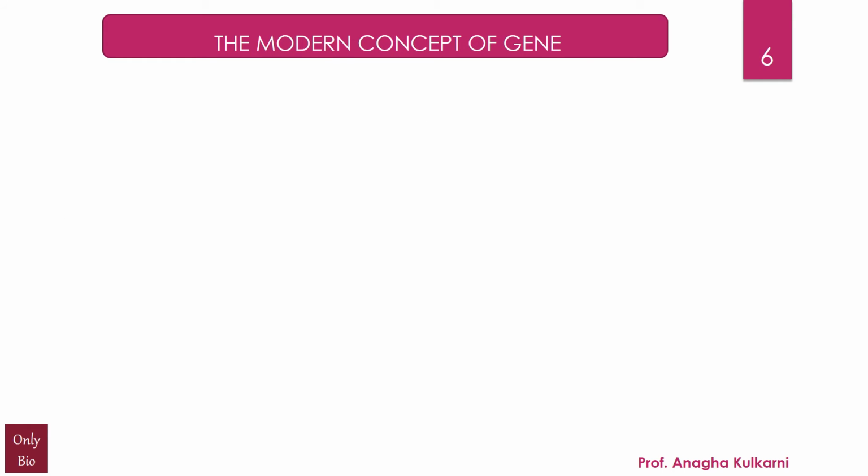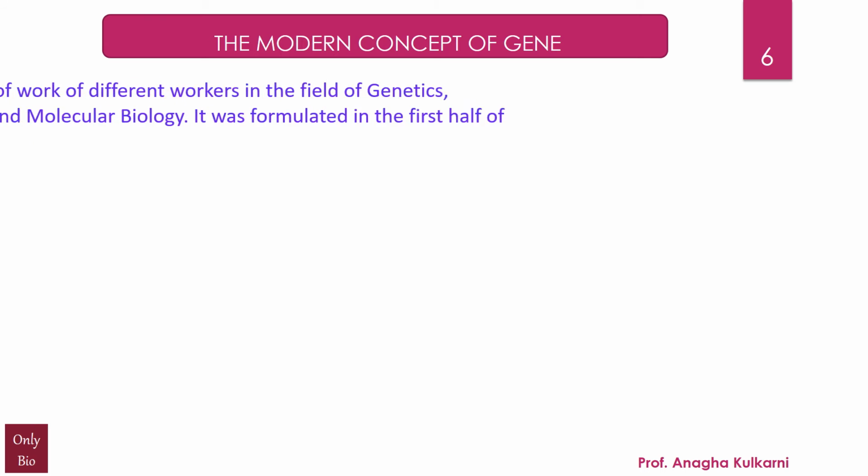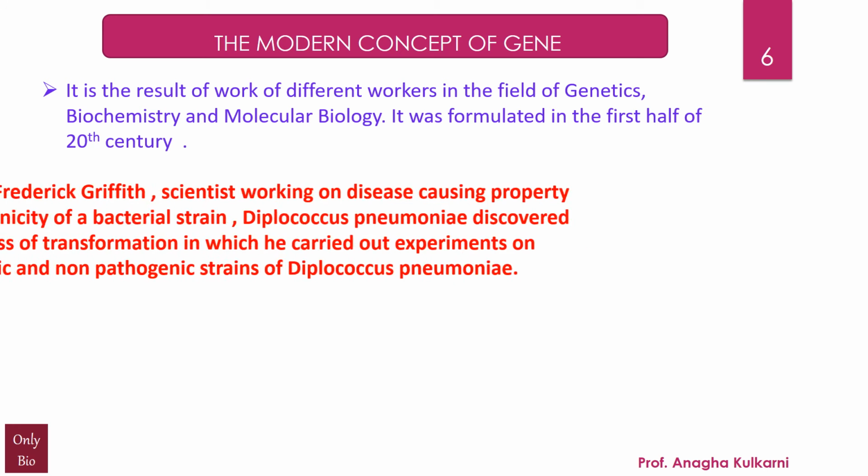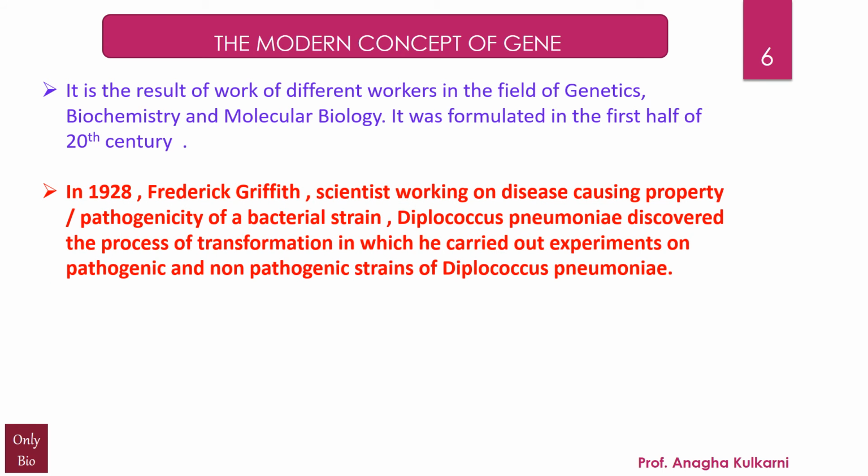Let us understand the modern concept of gene. It is the result of the work of different workers in the fields of genetics, biochemistry, and molecular biology. It was formulated in the first half of the 20th century. In 1928, Frederick Griffith, a scientist working on the disease-causing property, that is, the pathogenicity, of a bacterial strain, Diplococcus pneumoniae, discovered the process of transformation, in which he carried out experiments on pathogenic and non-pathogenic strains of Diplococcus pneumoniae.